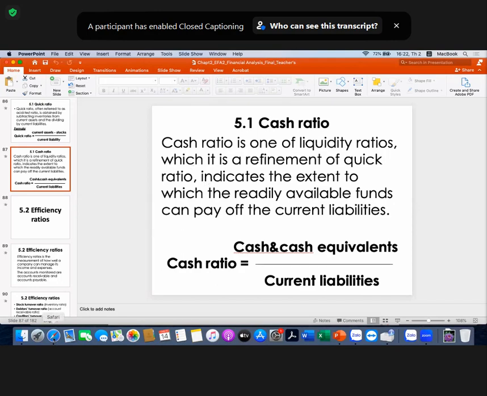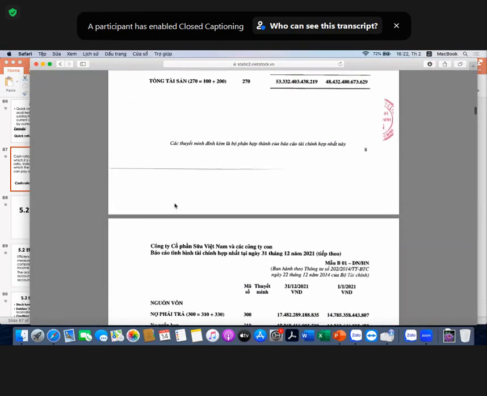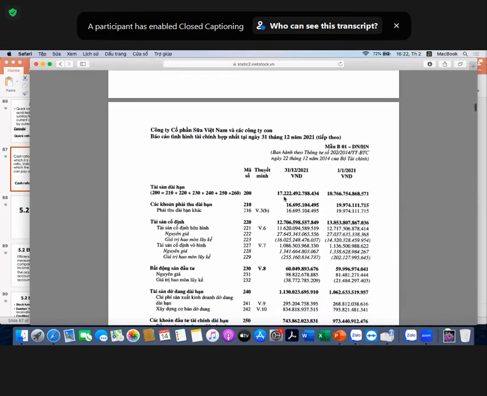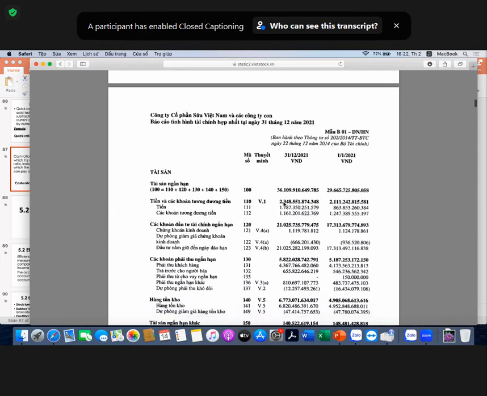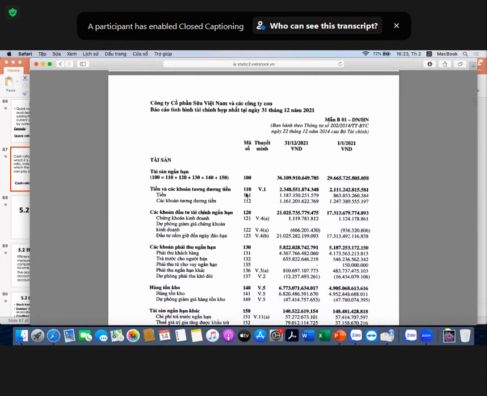So back to this. We have to take the figures of code number 1110 divided by the figures of code 3110. So what is the cash ratio of Vinamilk in 2021 and 2020?